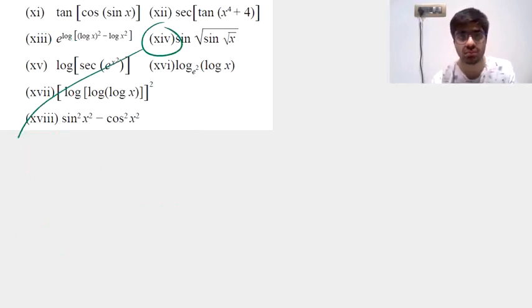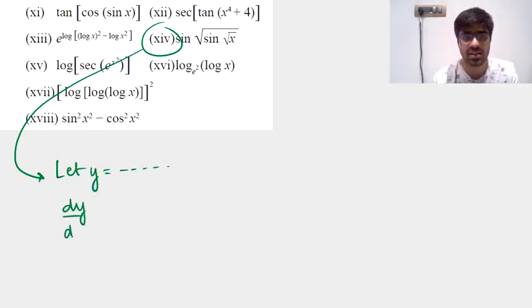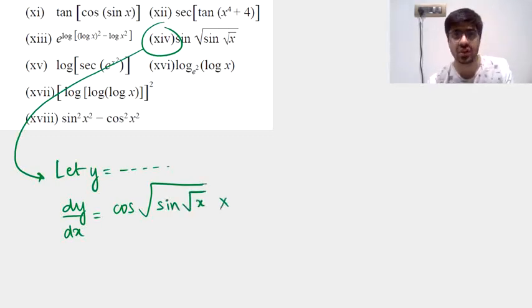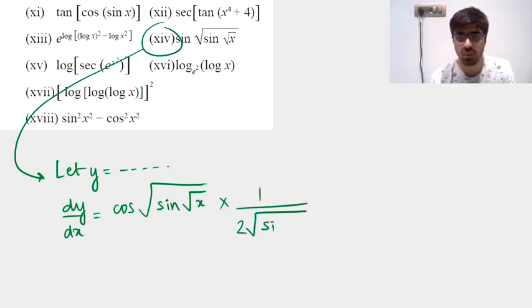The 14th one, let y be the given expression. Therefore dy by dx, that's going to be, it's sine x. So the derivative will be cos x, that is cos of root over sine root x, multiplied further with the derivative of x. Be very careful, in place of x you had root of sine root x. It's an expression of the type root x. So the derivative will be 1 upon 2 root x, that is 1 upon root sine root x.